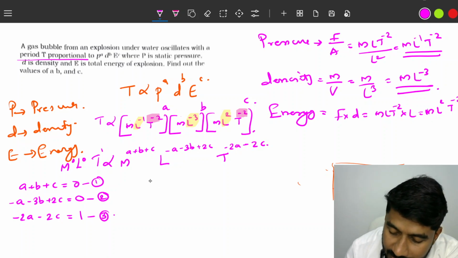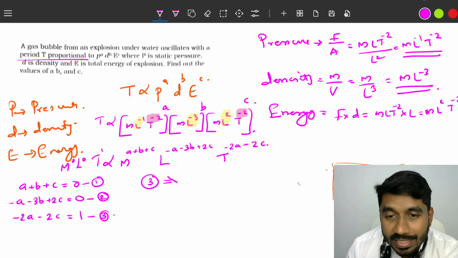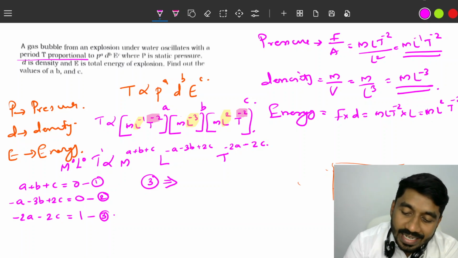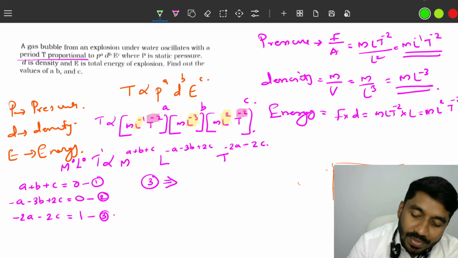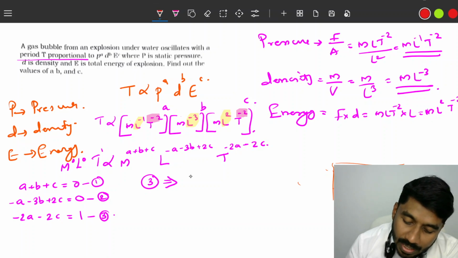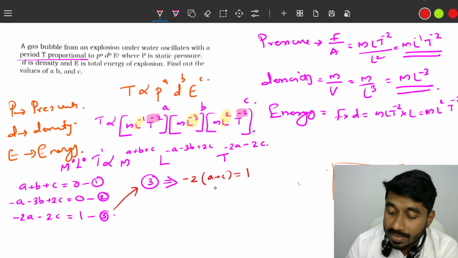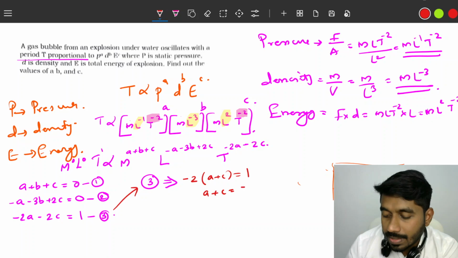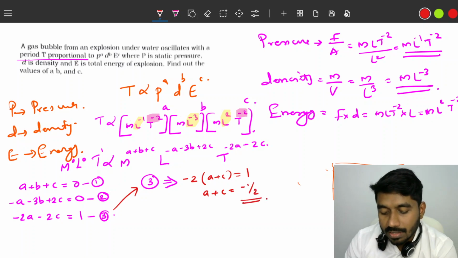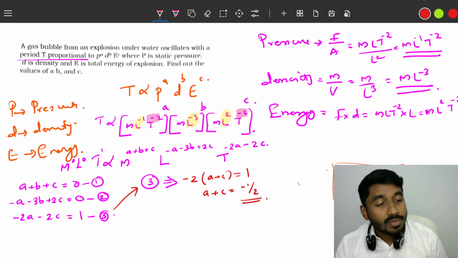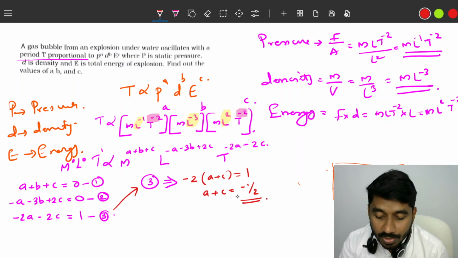Okay, so let's take equation number 3. Some mathematical things are coming here. Try to solve this, everyone. I can take minus 2 outside, it becomes minus 2 into A plus C equal to 1 from the 3. So A plus C equal to minus 1 by 2. Clear? We will get A plus C equal to minus 1 by 2.